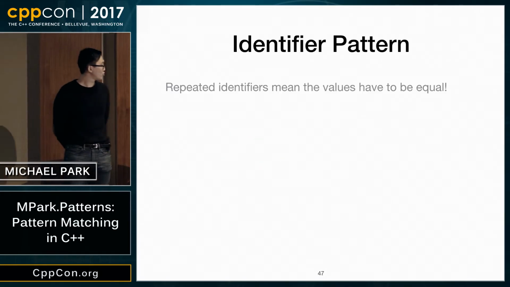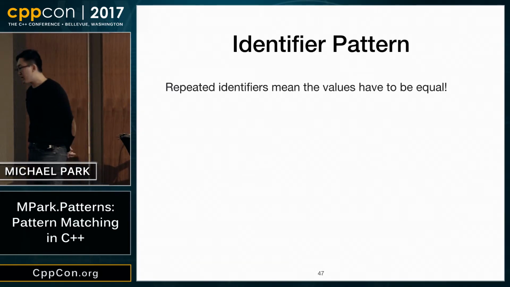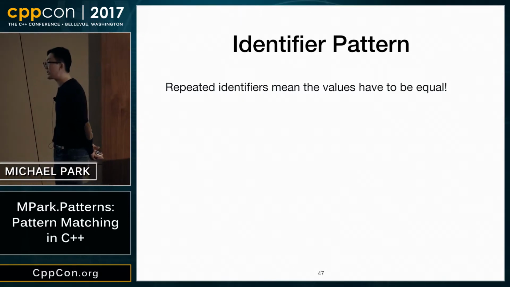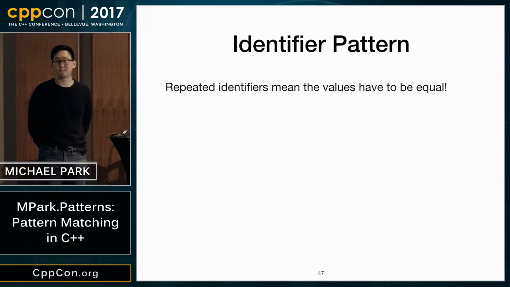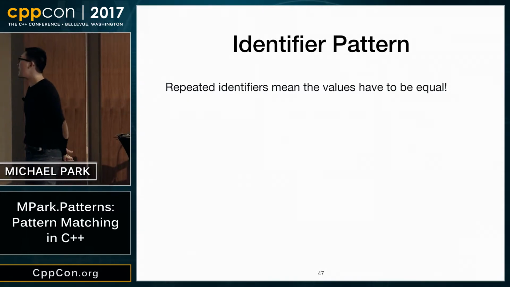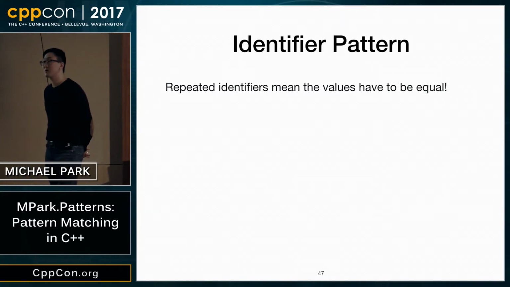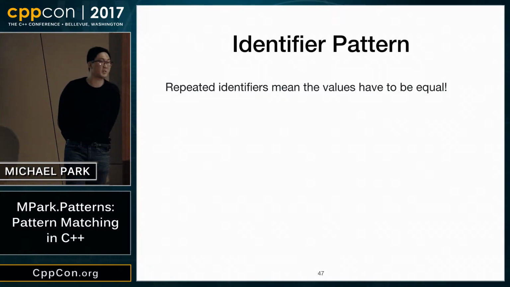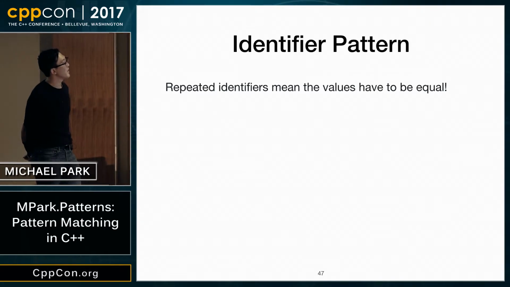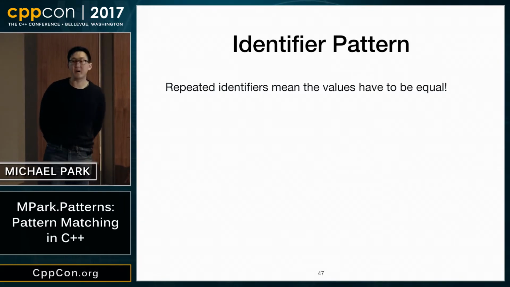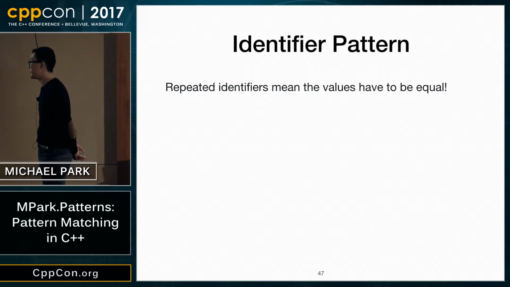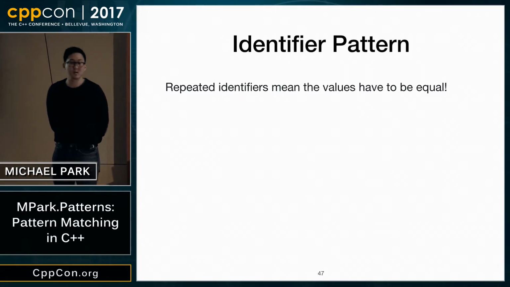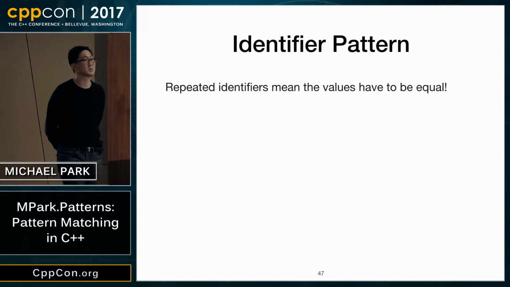So the cool part here: the identifiers, it's all in caps, which means? It's a macro. Why is it a macro? If it's just the arg, why couldn't we have just declared the type arg and then just given it names? And the fancy thing here is that repeated identifiers mean the values have to be equal. And I find this really cool because most functional languages actually don't support this.